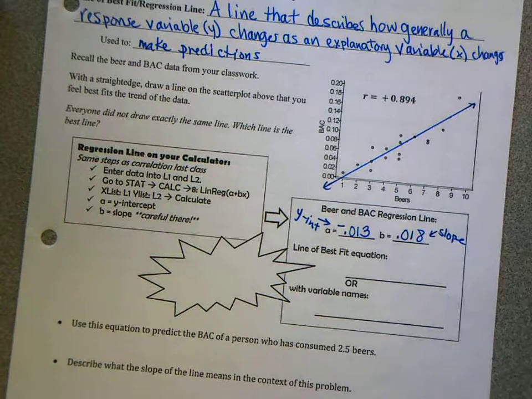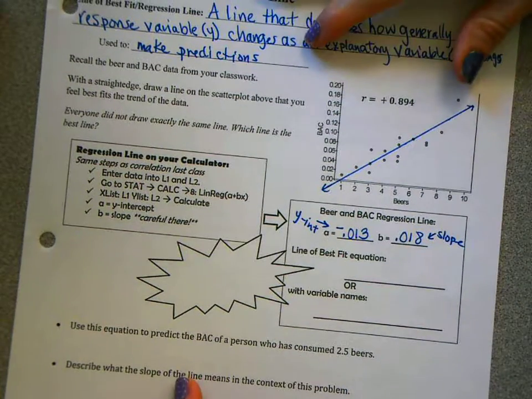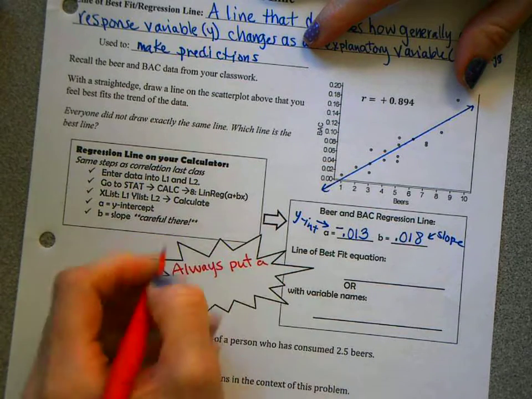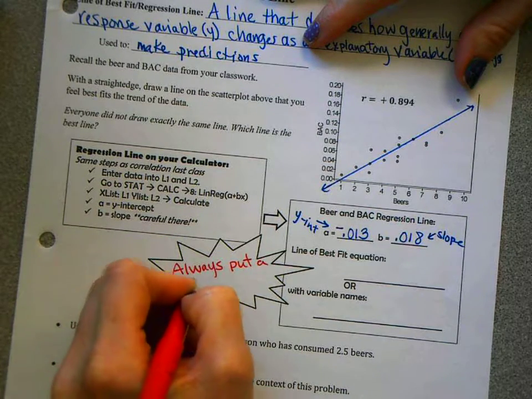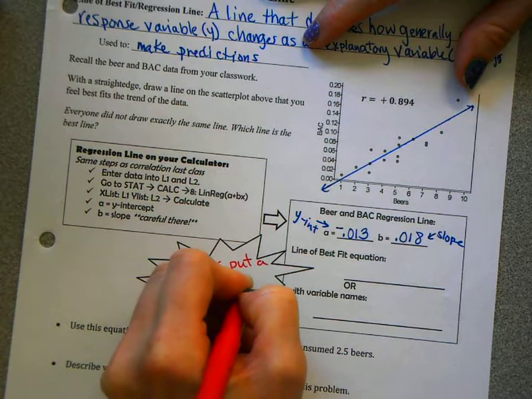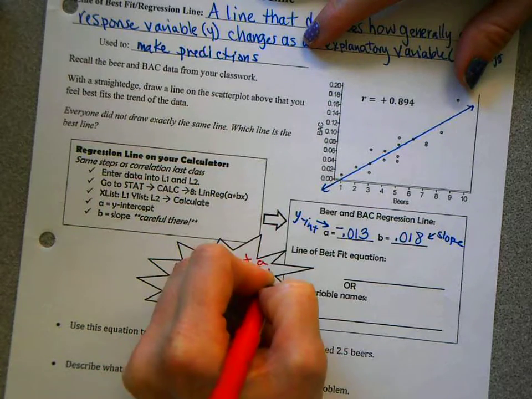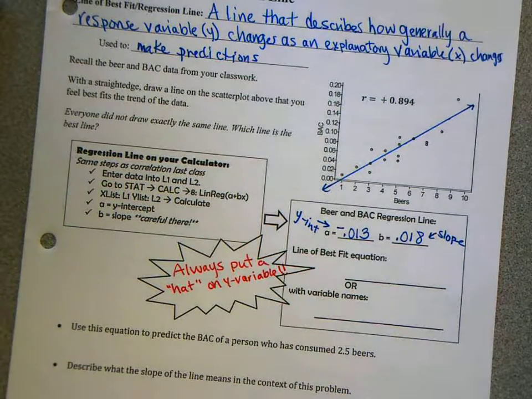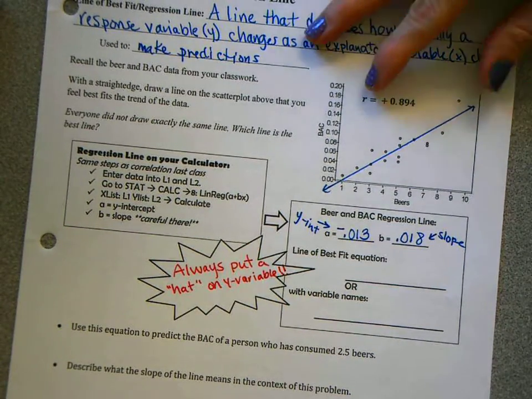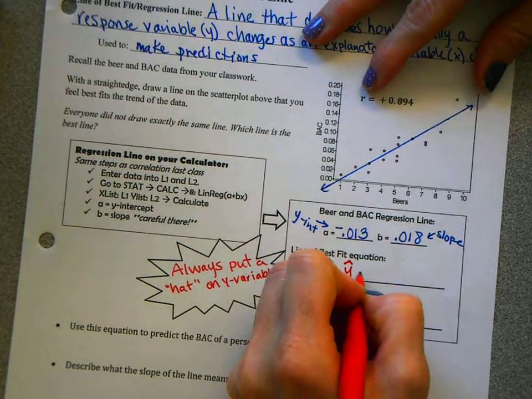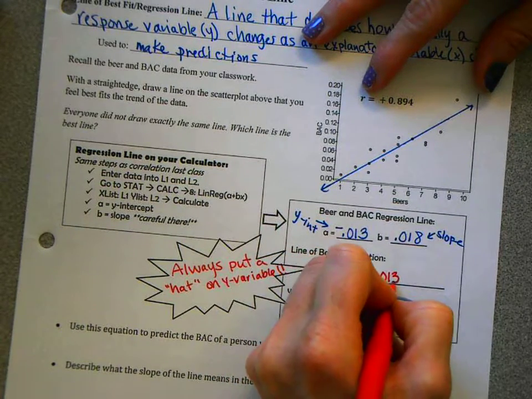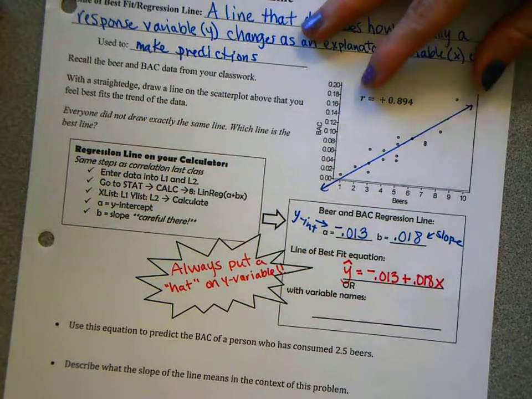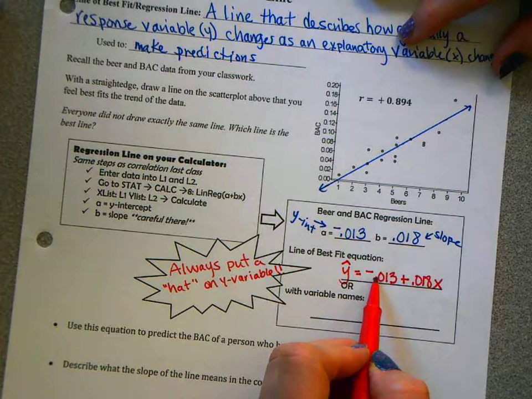You always put a hat on the y variable. Always, always, always. I actually take off points, so does the AP. Don't just write y equals like you would do in math class. So you write y hat equals negative 0.013, the y-intercept, plus 0.018 times x. Again, in y equals mx plus b, you're used to this part being before the y-intercept, but we do write it in this order.